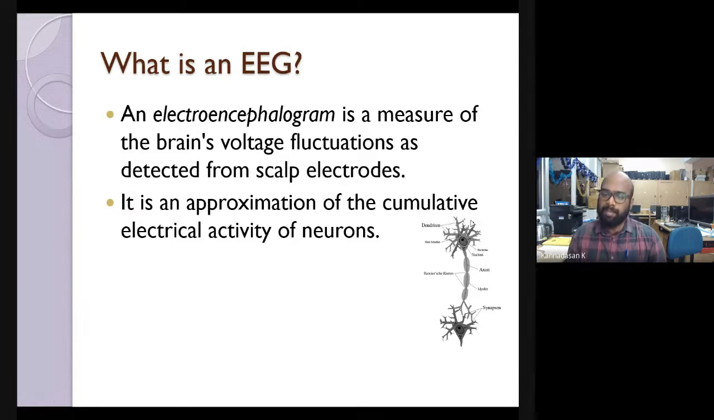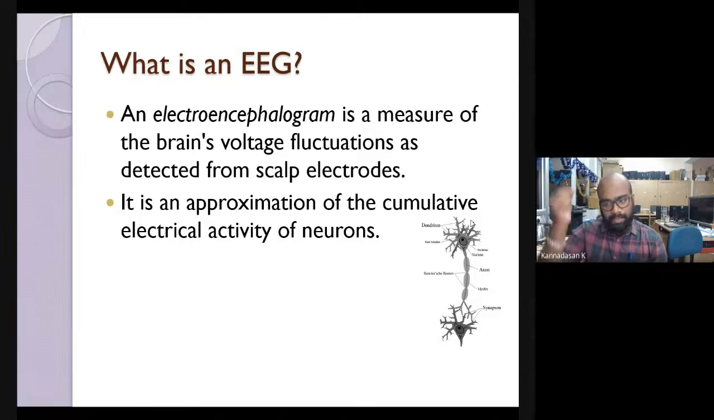And it is an approximation of the cumulative electrical activity of neurons. What is cumulative electrical activity? Assume neurons are of very minute size, 10 power minus 5 or 6. At that size, we can't take one particular neuron's value by a single electrode. A single electrode is of a small size, but inside that area you will have hundreds and thousands of neurons.